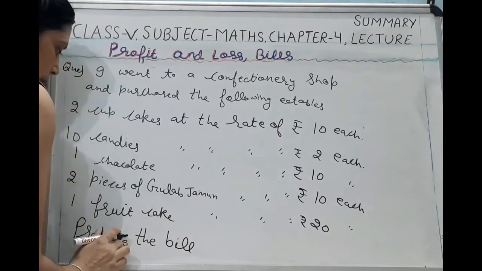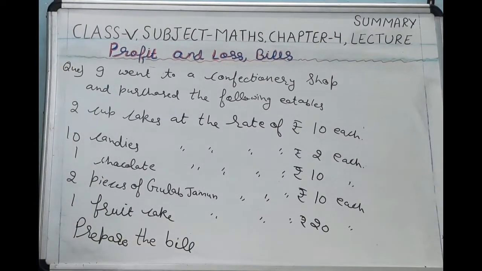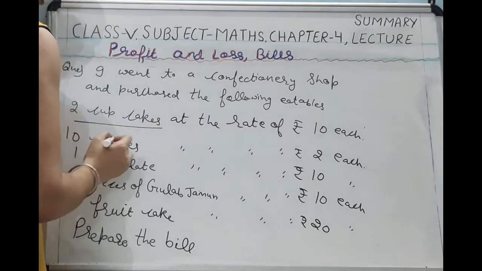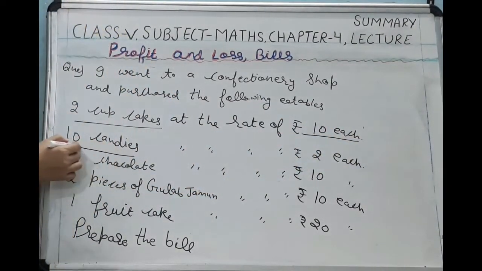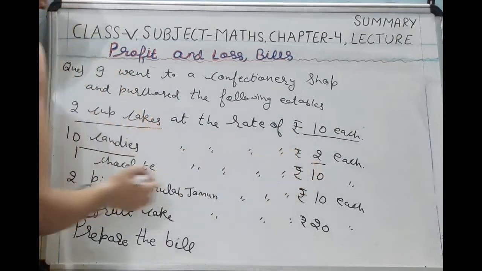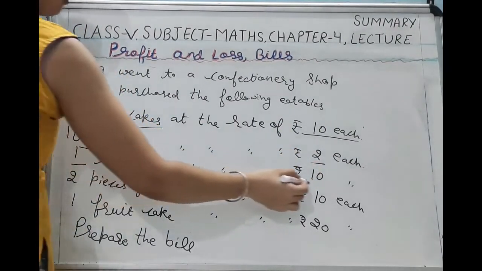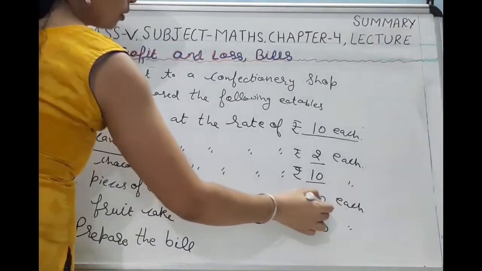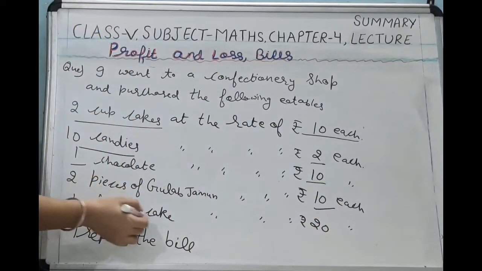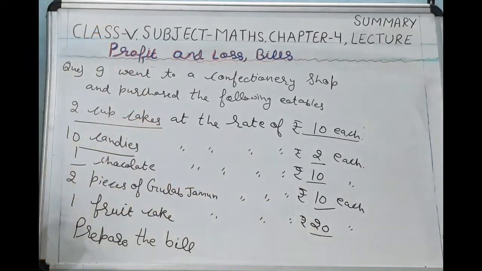Question is to prepare the bill for this. Okay. So now, first of all, you understand that 2 cupcakes are purchased. 1 cupcake की cost given है, आपको 2 की निकालनी है. 10 candies, for 1 it is given. 1 chocolate is purchased, ₹10 each. 2 pieces of gulab jamuns, 1 piece is of ₹10. 1 fruit cake of ₹20. So we have to prepare the bill now.